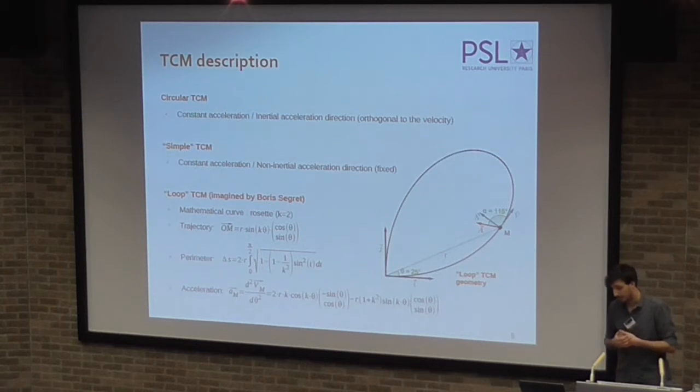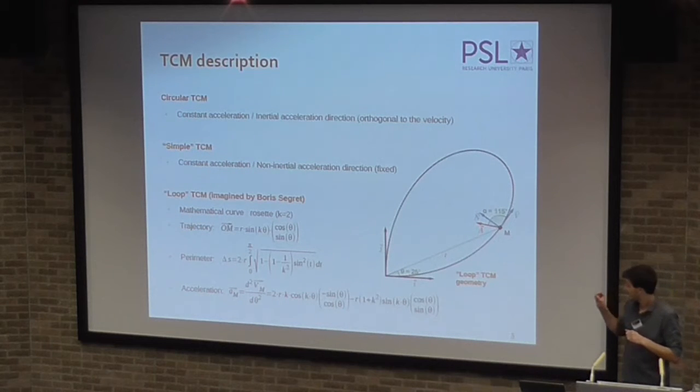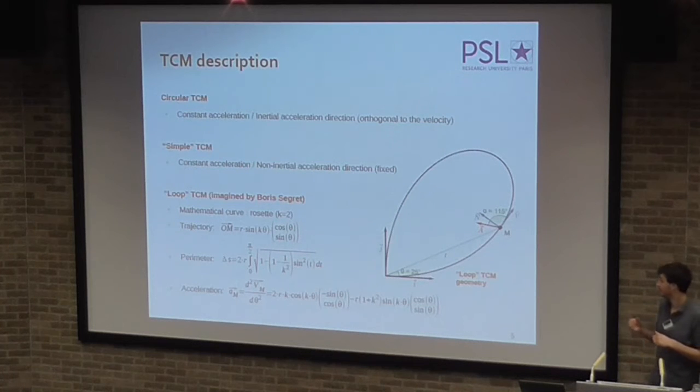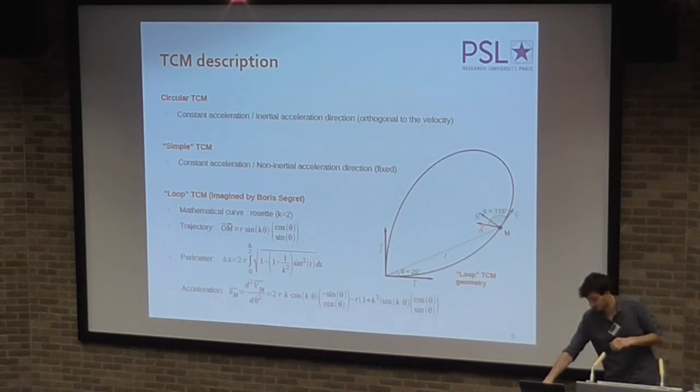And if we take a look at the loop TCM that was imagined by one of my co-supervisors, it's basically a mathematical curve. It's a rosette, but only with some kind of four loop rosettes. And if we perform only one of those loops, we can notice that the position of the beginning of our TCM is exactly the same as the position at the end of our TCM, which can make a lot of things quite simple. And from that trajectory, we can derive the acceleration that we need to do it.